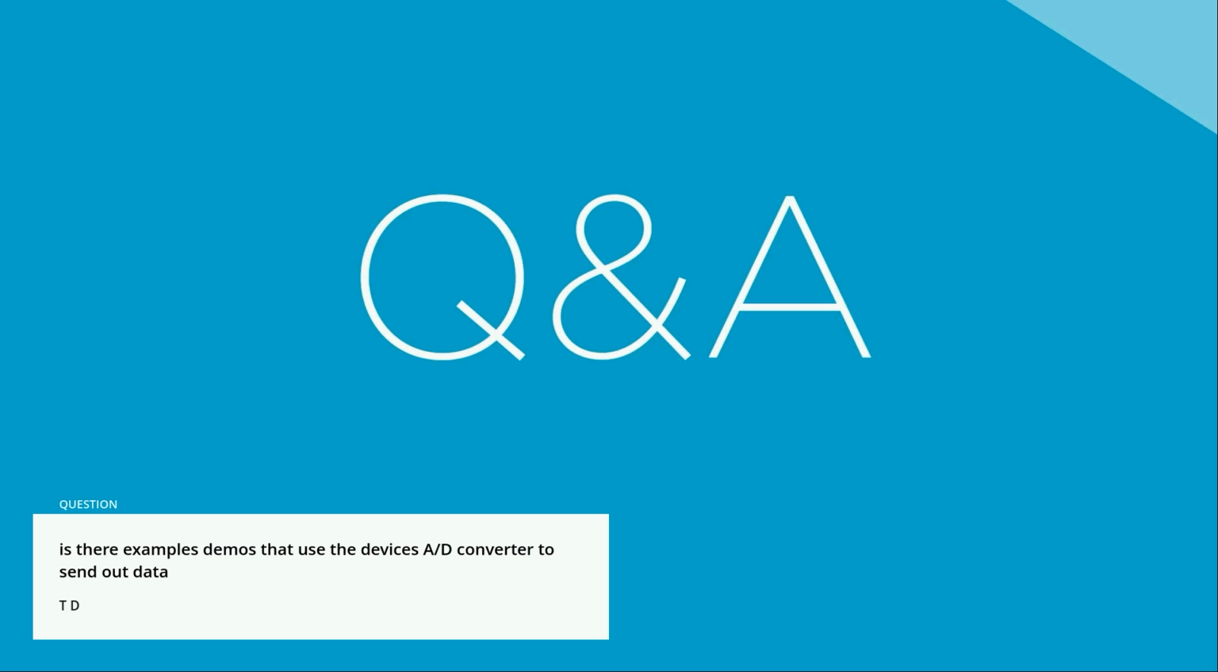Are there any example demos that use a device's AD converter to send out data? Good question. There must be examples for the ADC. Of course, I don't know all the samples off the top of my head. It's just a matter of checking the SDK. We also have an Ask AI widget, which you can access from DevZone and TikTok. So you can also ask there and on DevZone if there's any specific example that could showcase what you're looking to learn more about.